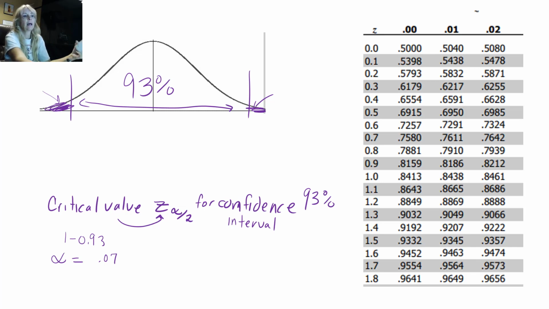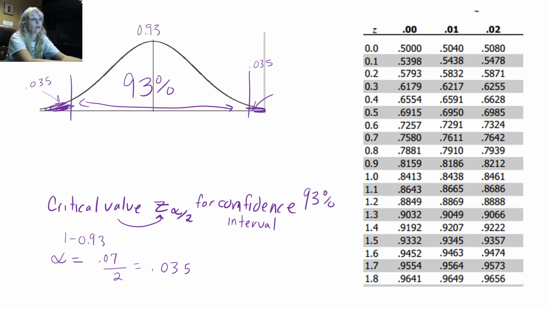So if I cut it in half, that means I pick up my old trusty calculator, and I do 0.07 divided by 2, and I get 0.035. All right, so in other words, this area is 0.035, this area is 0.035. Of course, this area is 0.93.